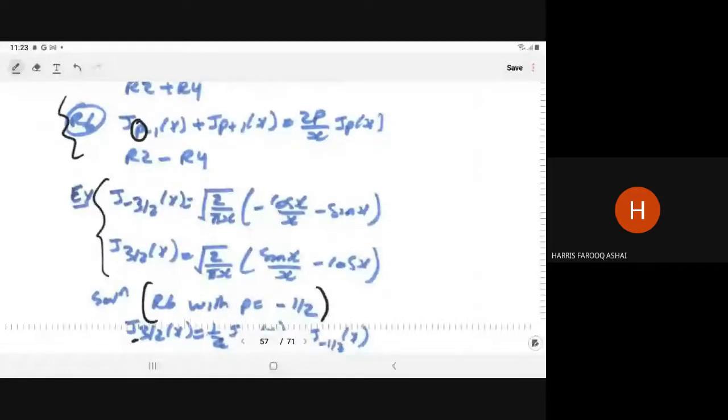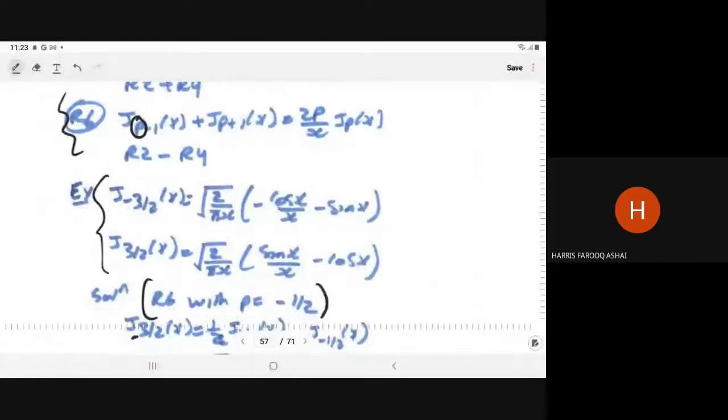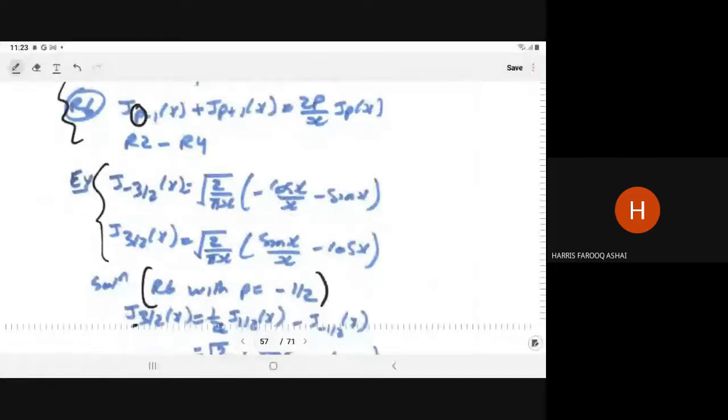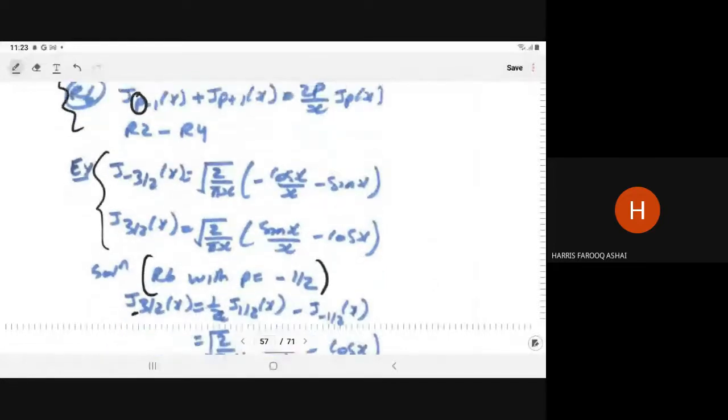J of minus 3 by 2 is equal to 1 by 2... p by 2, 2 pi, okay, minus 1 by 2. J is equal to minus 1 by 2, we are putting here p is equal to minus 1 by 2. So you get j of minus 3 by 2 is equal to half.